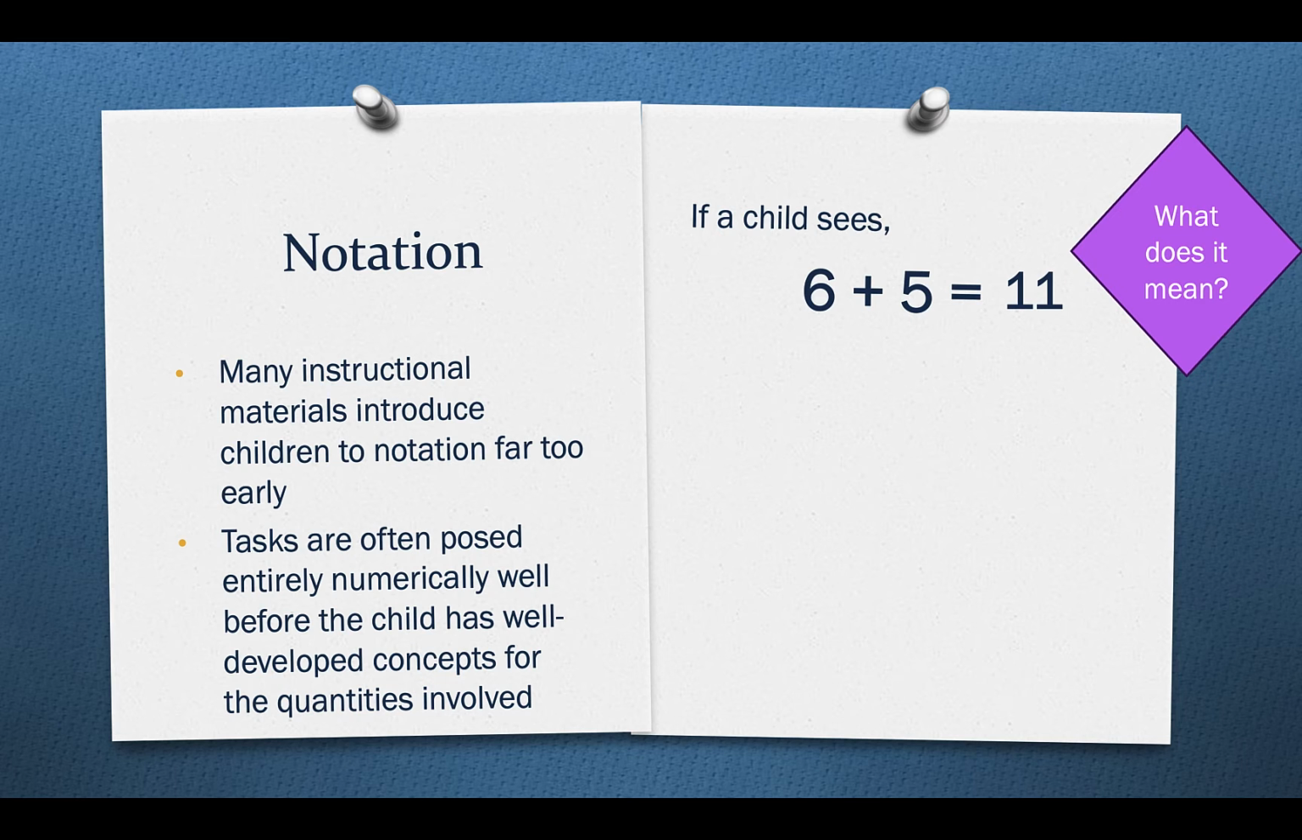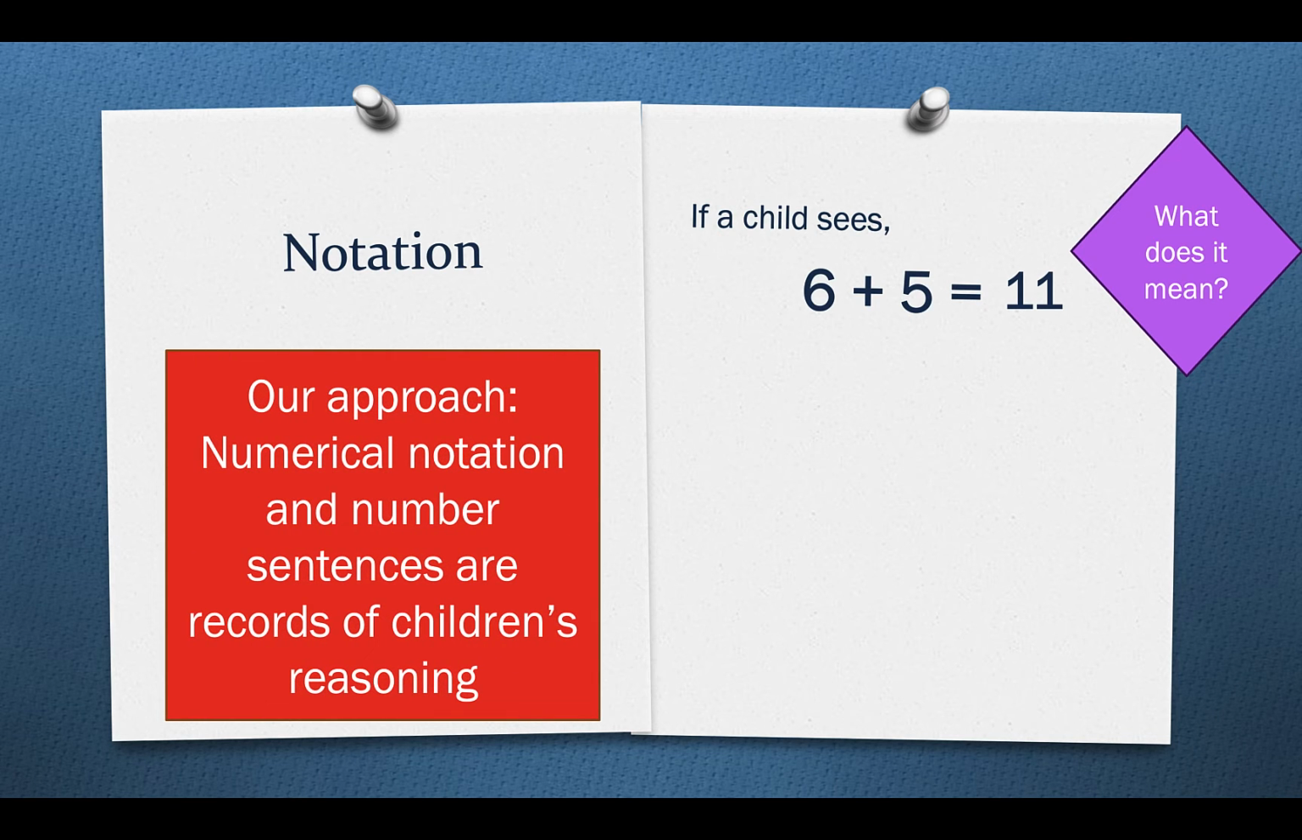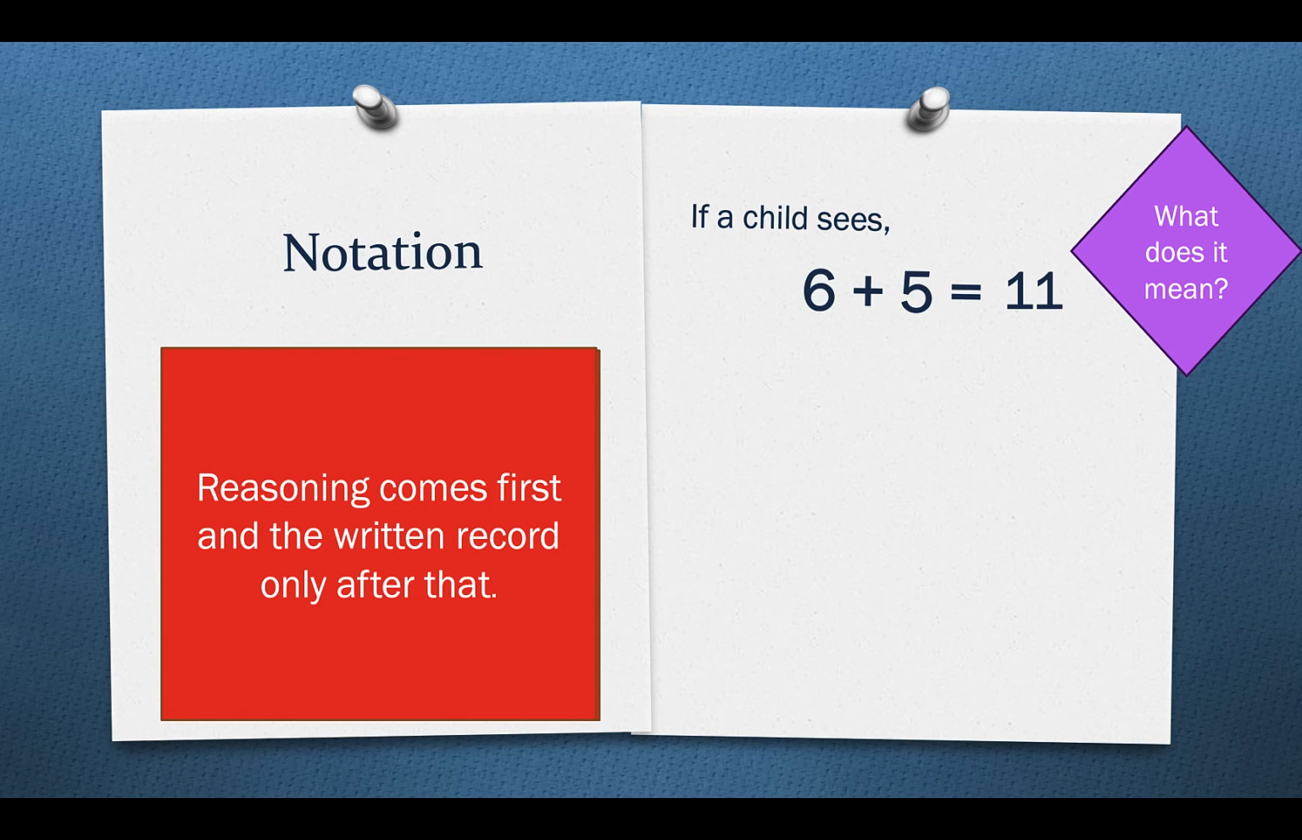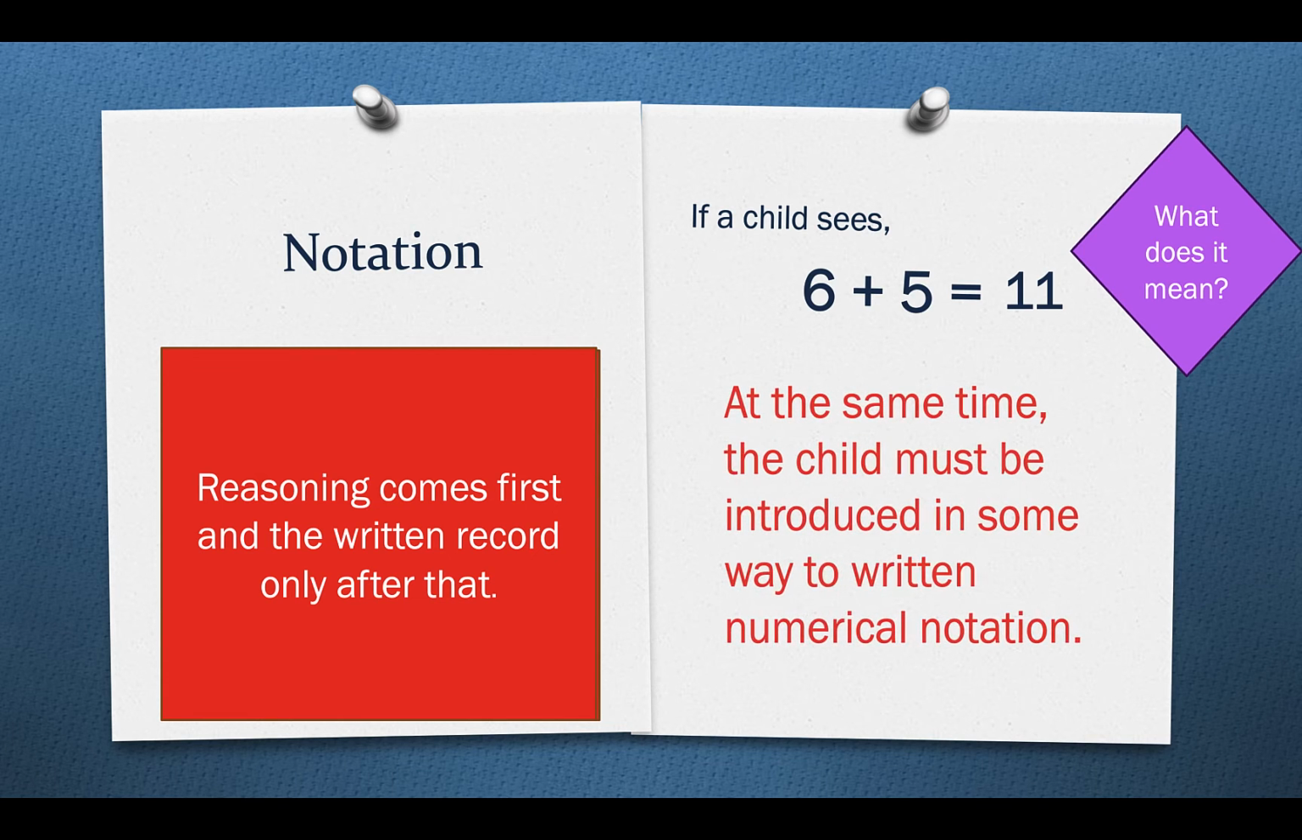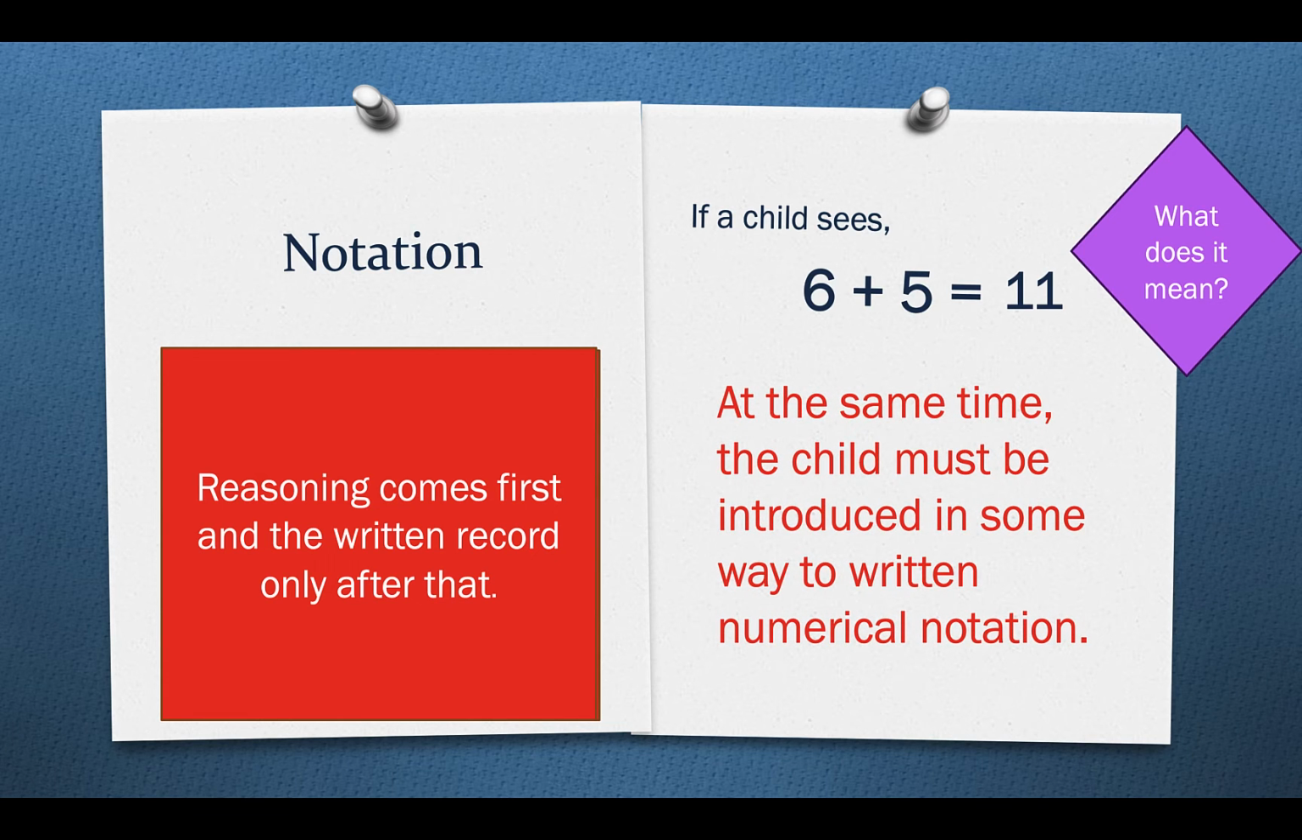The approach we advocate is that numerical notation and number sentences are linked to reasoning children engage in, and as such are records of their reasoning. In other words, the reasoning comes first, and the written record only after that. At the same time, the child has to be introduced in some way to written numerical notation.